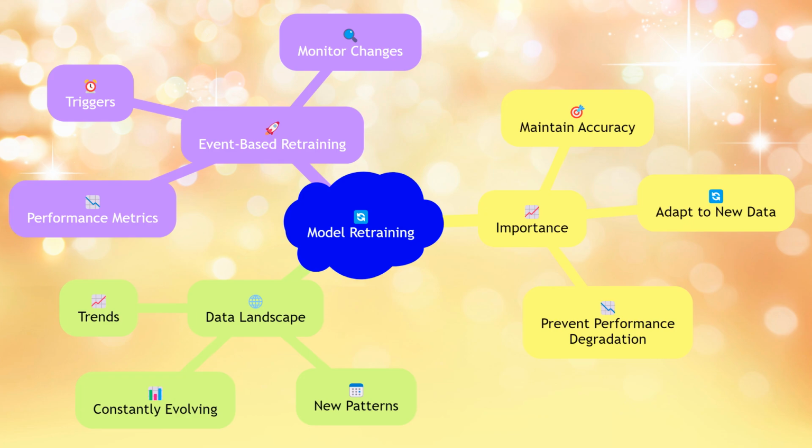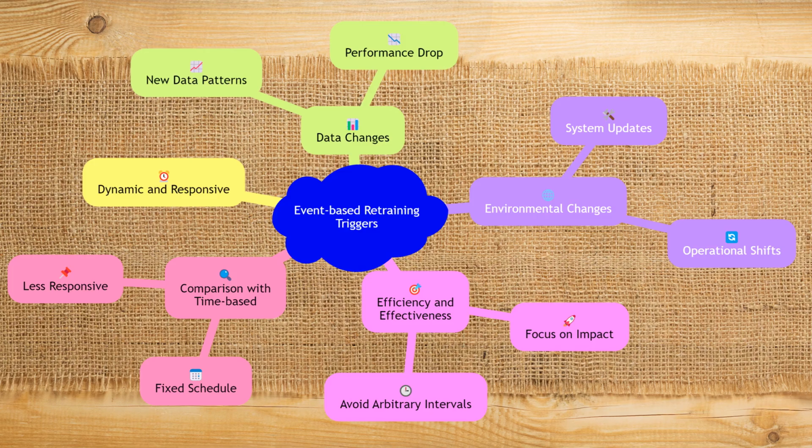This presentation will delve into the concept of event-based retraining triggers, a crucial aspect of maintaining model efficacy. Event-based retraining triggers are specific conditions or events that signal the need for a model to be retrained. Unlike time-based triggers, which rely on a fixed schedule, event-based triggers are dynamic and responsive to changes in the data or environment. These triggers ensure that the model remains up-to-date and accurate by initiating retraining only when necessary.